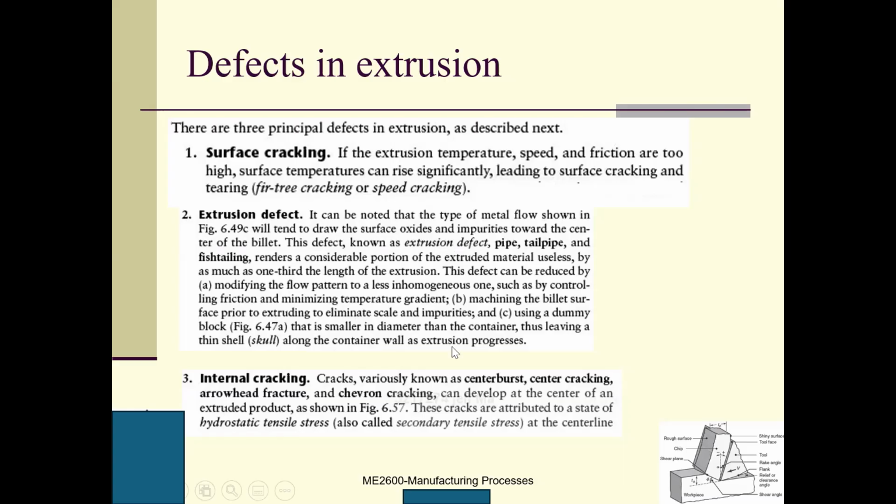This defect can be reduced, and there are several ways to minimize or reduce this extrusion defect. First, modifying the flow pattern to a less inhomogeneous one, such as by controlling the friction and minimizing the temperature gradient. If the friction is low, you can reduce this defect. And can somebody tell me what a gradient is? Whenever you hear gradient, what comes to your mind?